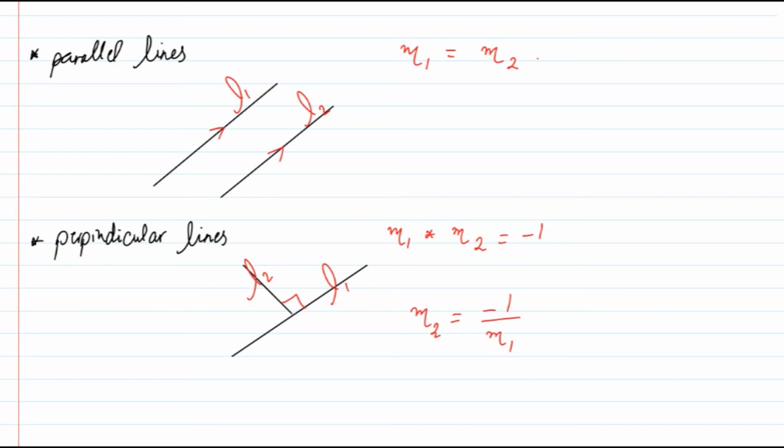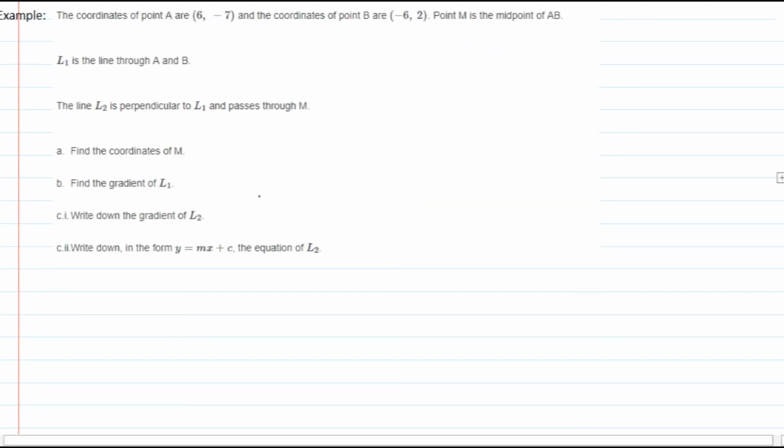That's enough for now. Now we can go and solve an example which is taken directly from the question bank. Let's say this is our good example. The coordinates of point A are 6 and -7. The coordinates of point B are -6 and 2, and the point M is the midpoint of AB. L1 is a line through AB, and L2 is perpendicular to L1 and passes through M. Part A.